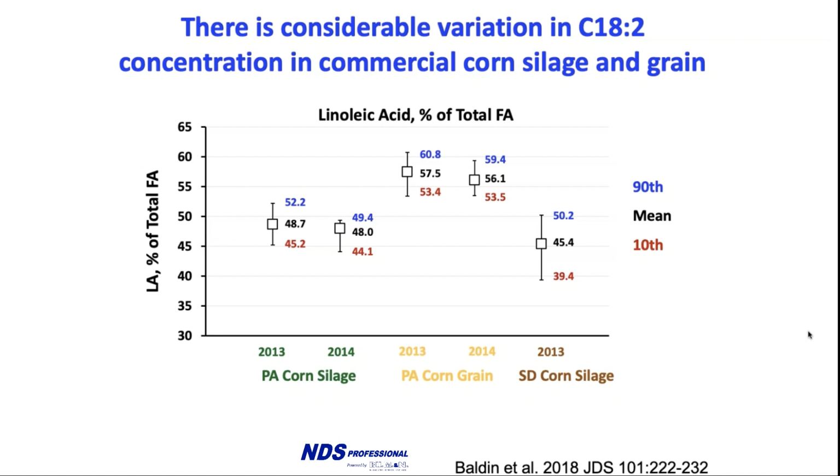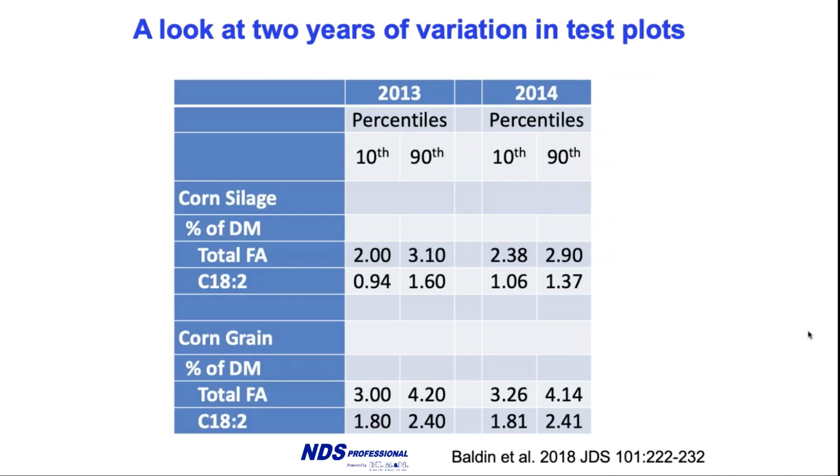So we have in our Pennsylvania plots going from around 45 to just over 50% 18:2 in that corn silage. Now, what's really the better way to look at this is as percent of dry matter. So we have in the middle corn silage fatty acid, and then total fatty acids, and then 18:2 as a percent of fatty acids. If we look across these 2 years, we're looking at a 0.4 to 0.5 unit difference in 18:2 when we go from our 10th to 90th percentile.